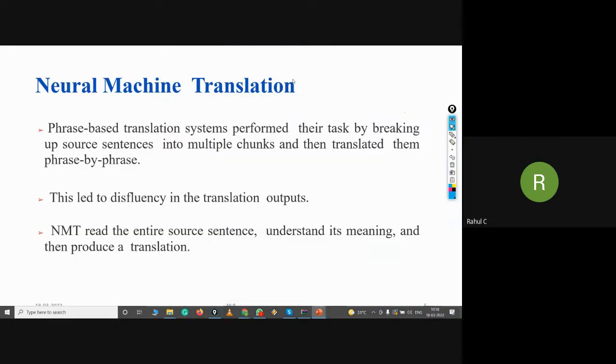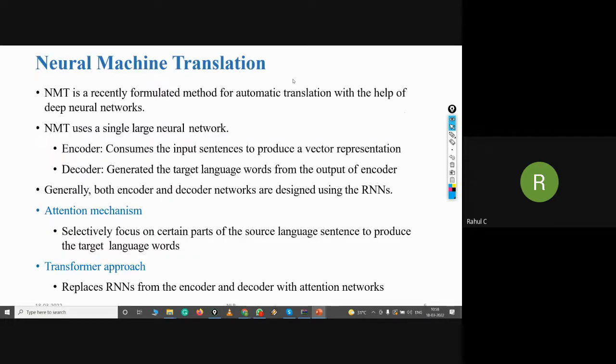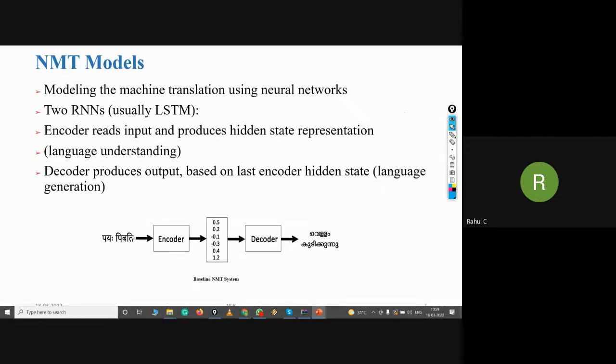Neural machine translation, as I already told you, takes source and target, and from the source and target language it produces outputs. This is the main thing. In neural machine translation we use the encoder-decoder model. Neural machine translation is an automatic translation with the help of a deep neural network, and NMT uses an encoder and a decoder. I already explained the encoder and decoder model. It is utilized in neural machine translation, and some attention mechanism and transformer approaches are also possible. You can see here.